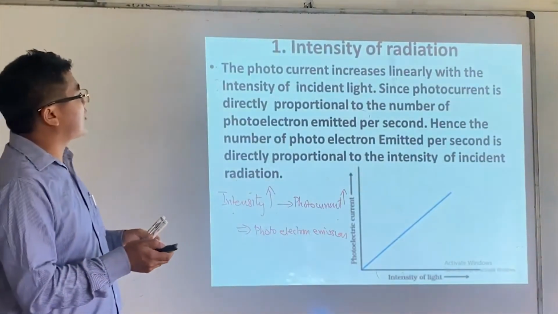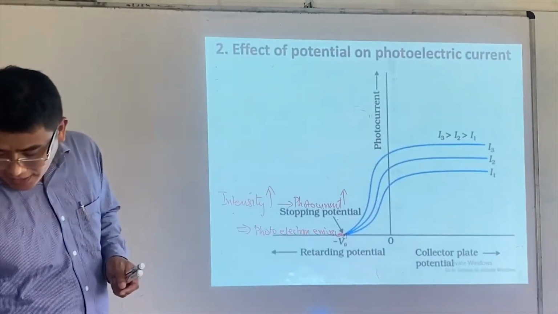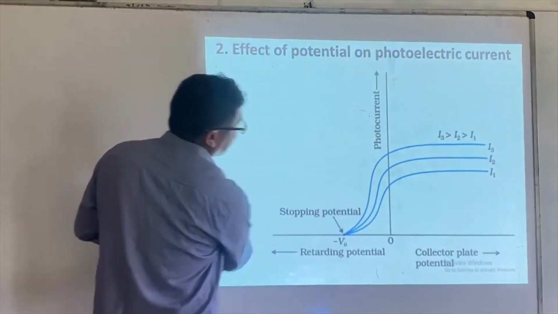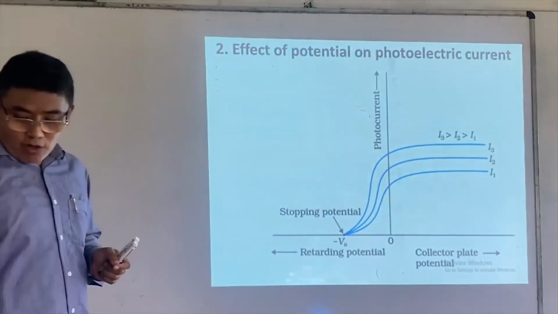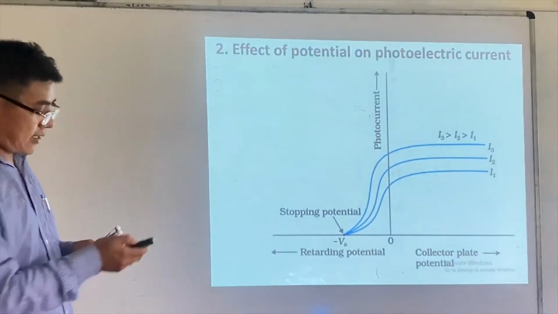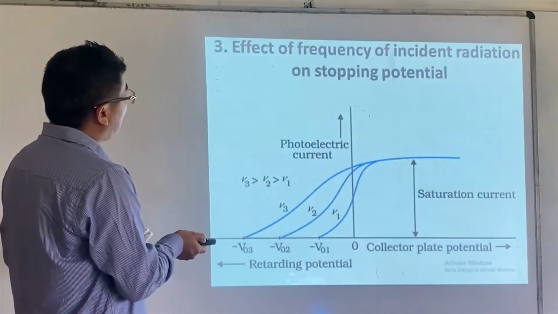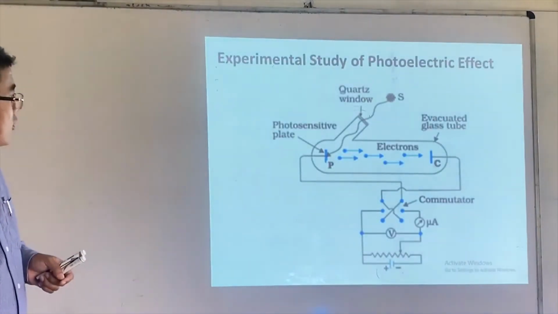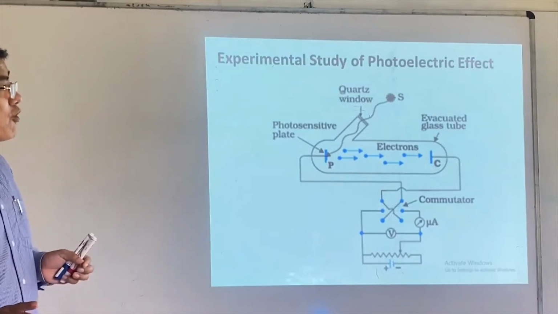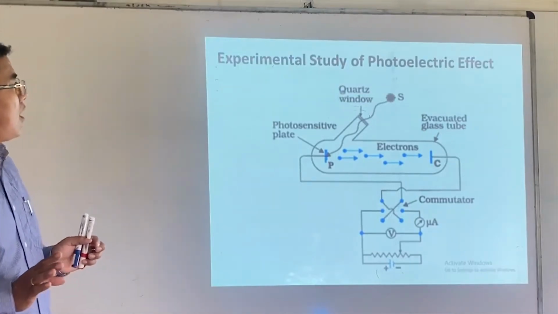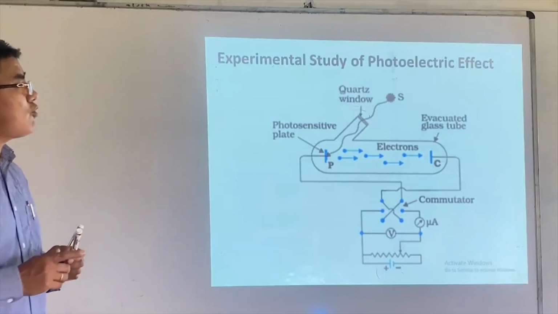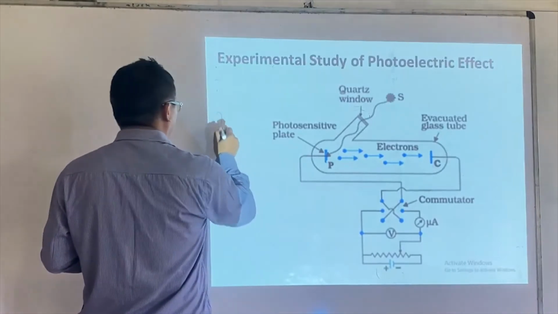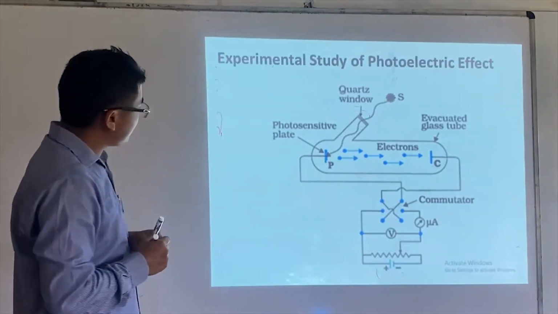So that's one aspect of the photoelectric effect. Now, second, what we are going to study is the effect of a potential on the photoelectric effect. So I'll go back to the experimental setup. Now I'm going to use three different lights. For one particular light, let's say frequency 1, the first frequency.